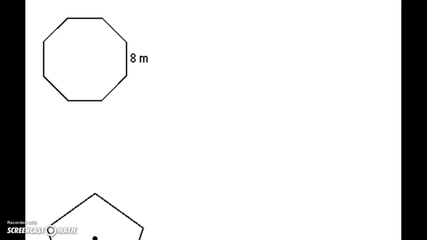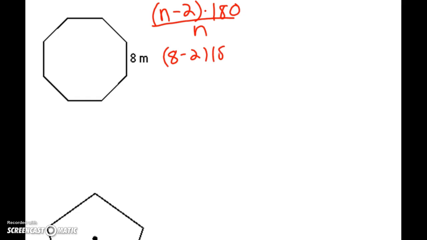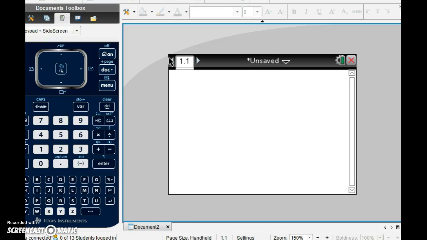The next shape we have is an octagon. Octagons have 8 sides, and the angle measurements aren't going to be as easy as they have been on our previous examples. So I'm going to start off by using my angle sum formula, n minus 2 times 180 over n, to get what one of those angles would be, because I don't have my apothem to start this problem with. So I plug in 8 minus 2 times 180 over 8, and this is where your calculator is your best friend.